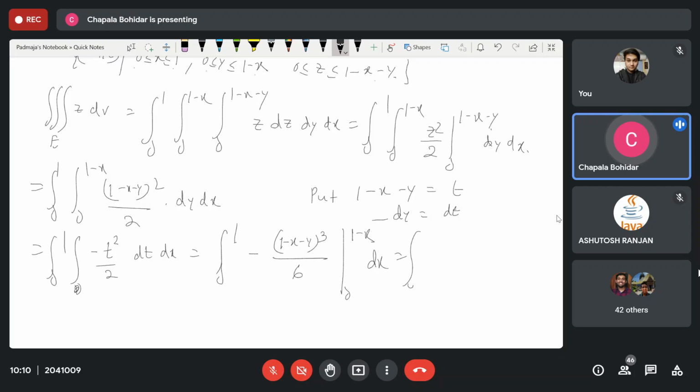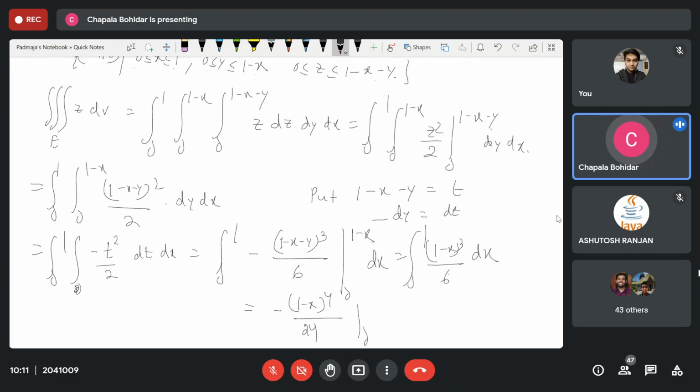So here it is integral from 0 to 1 of (1 minus x) to the power 3 divided by 6, then dx. Again you put 1 minus x as t, then we get a minus. Writing directly here, minus of (1 minus x) to the power 4. If you put it as t, then after substituting the value of t, we will get 4, then divided by 4, so it is 24.